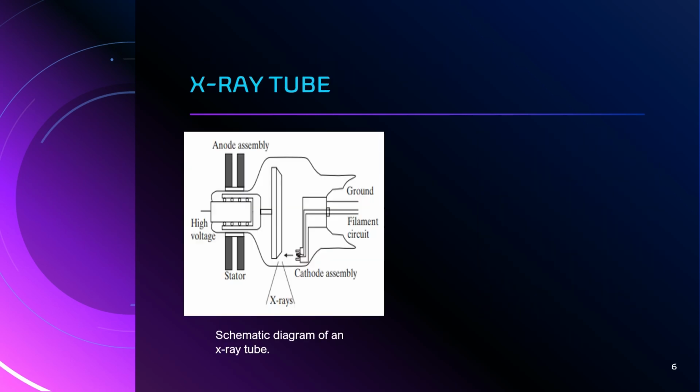Our first main component is the X-ray tube. An X-ray tube is basically a source for generating X-rays. X-ray tubes emit electrons from the cathode, which are accelerated by a high voltage towards an anode. When electrons strike the anode, X-rays are produced through rapid deceleration.